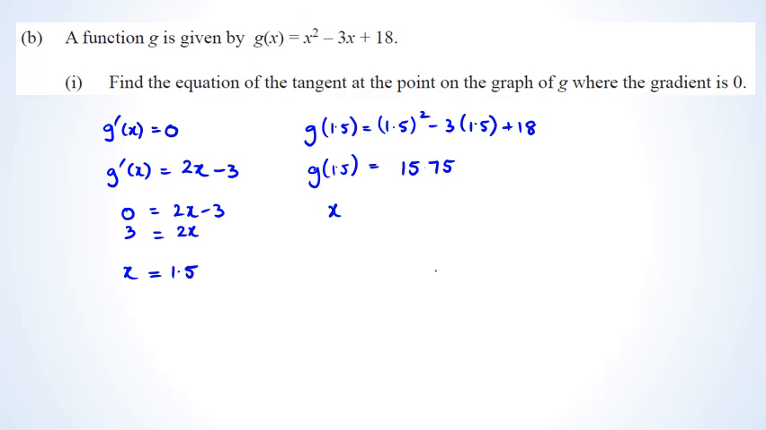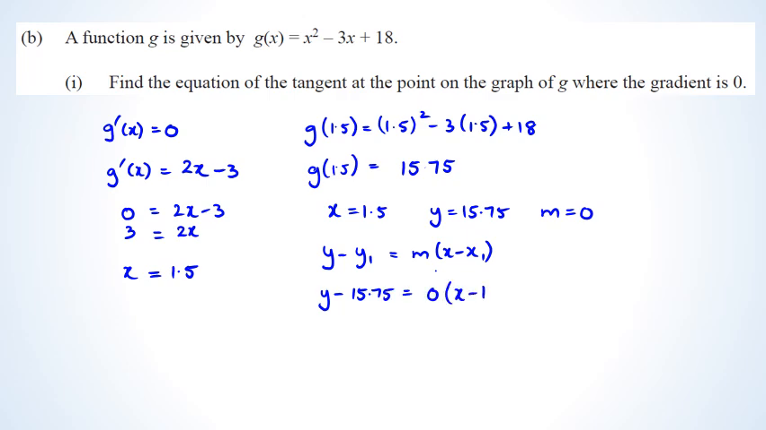So right now I've got an x value of 1.5, a y value of 15.75, and a gradient equal to 0. To write the equation of the tangent, I use y minus y1 equals m times x minus x1. So y minus 15.75 equals 0 times x minus 1.5. Because 0 is multiplying on the right hand side, that entire side becomes 0, so y minus 15.75 equals 0 and y is equal to 15.75 as the equation of my tangent. So this is what gets you a merit, this is what gets you an achieved.